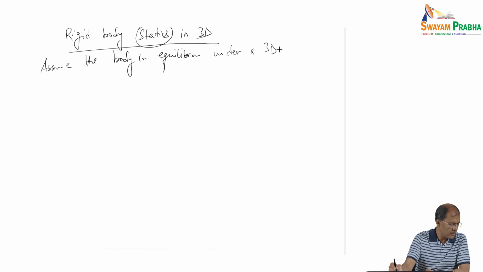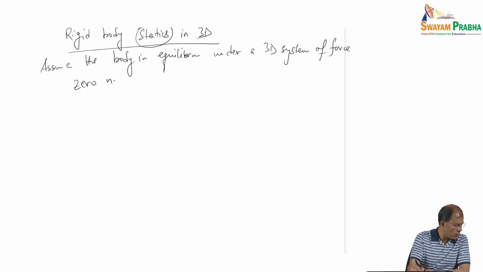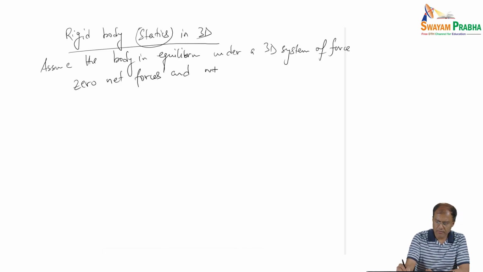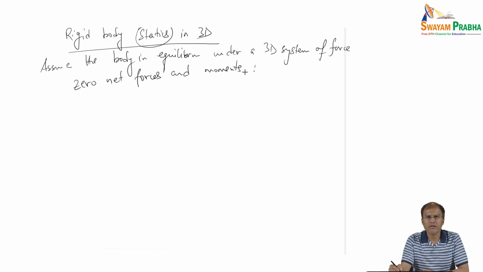under a 3D system of forces, and we take care of zero net forces and moments. So this is a statics problem. We just calculate the moments, we write down the moment equation, we write down the force balance, and we set it equal to 0, and from there we find the unknowns.